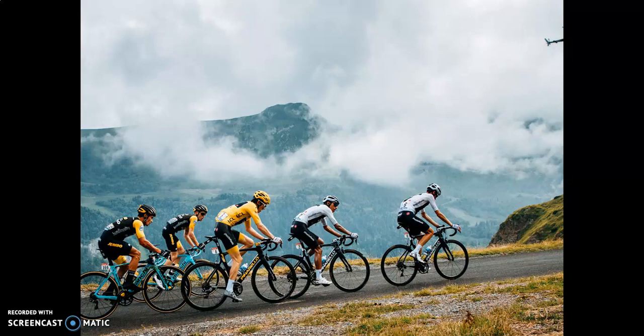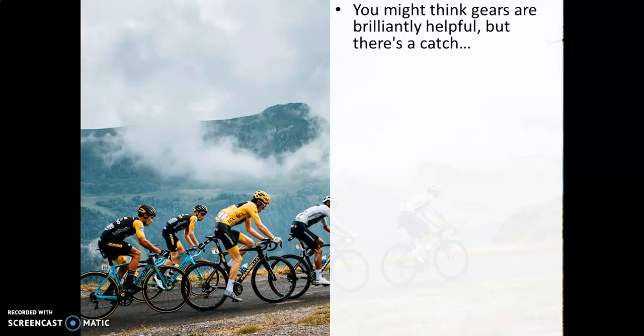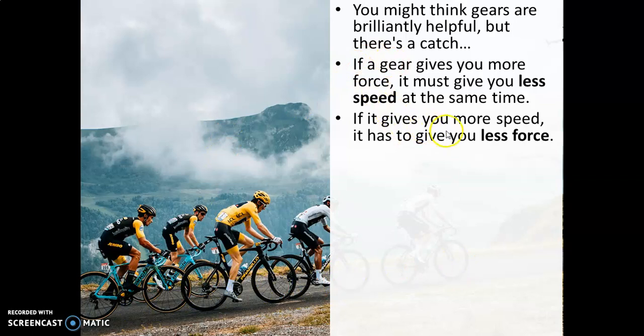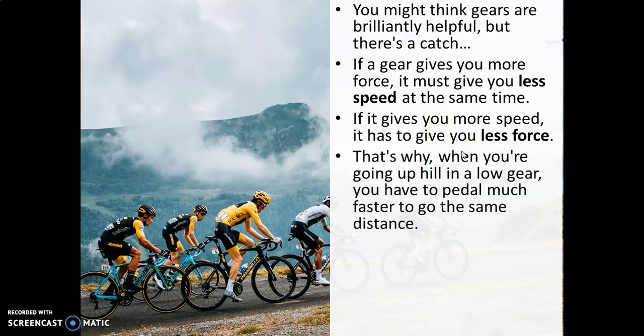I am going to carry on now looking a bit more at how gears actually work. So, there's a reason for this picture. You might think that gears are absolutely brilliant and absolutely helpful. They are really helpful. They are brilliant. But there is a catch to them. If a gear gives you more force, it must also give you less speed at the same time. But again, I just said that there was a reason for these guys on their bicycles going up a gradient. Now, if it gives you more speed, it has to give you less force. So you can't have one with the other. It's either one or the other.